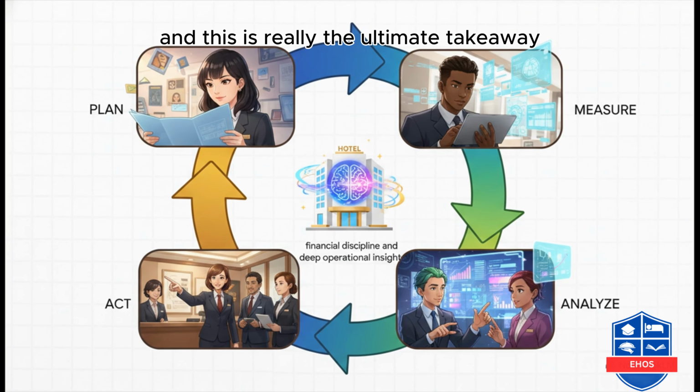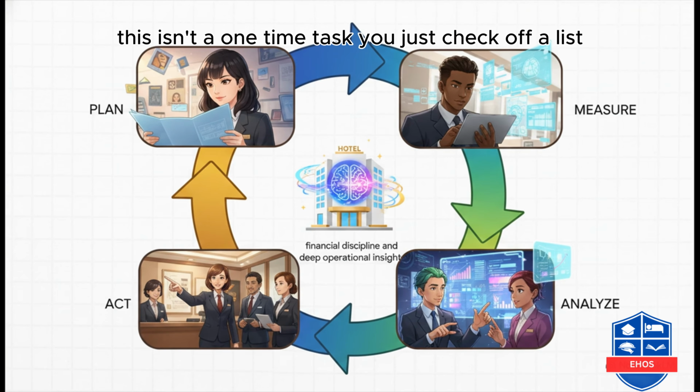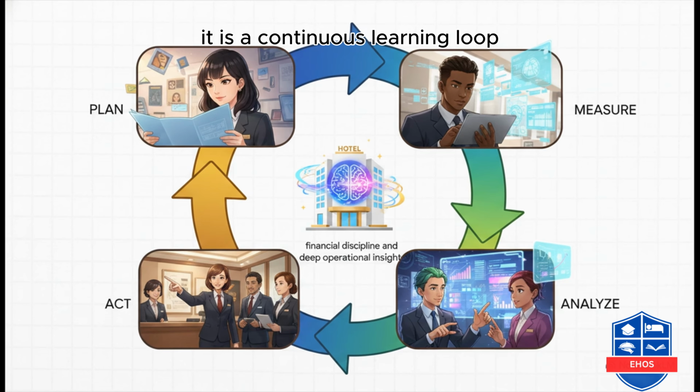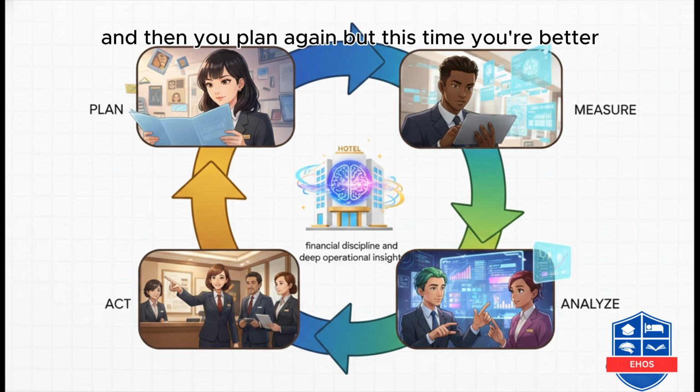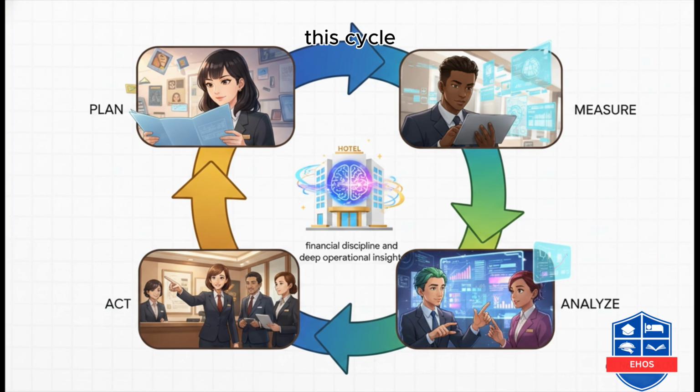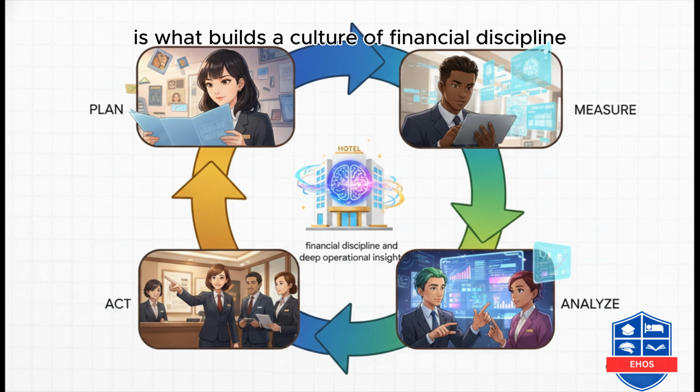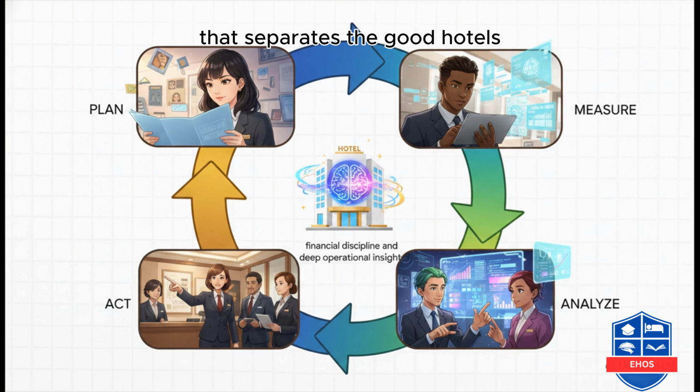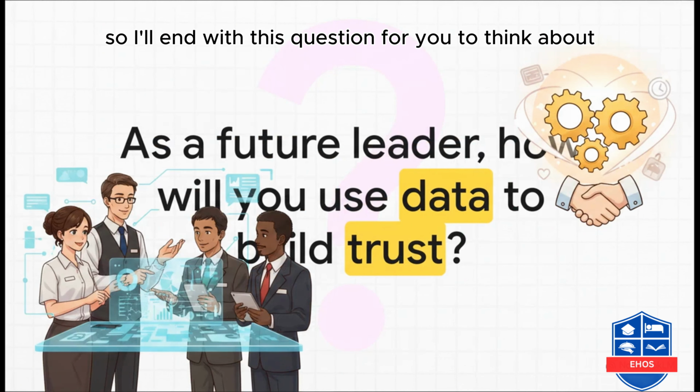And this is really the ultimate takeaway. This isn't a one-time task you just check off a list. It is a continuous learning loop. You plan, you measure, you analyze, you act, and then you plan again. But this time, you're better. This cycle is what builds a culture of financial discipline and deep operational insight that separates the good hotels from the truly great ones. So I'll end with this question for you to think about.